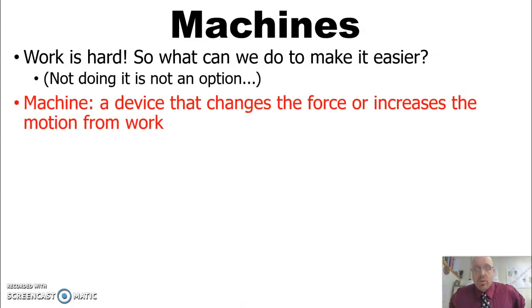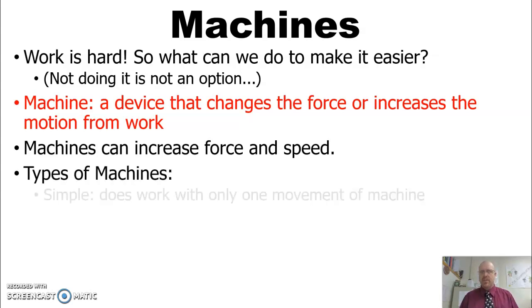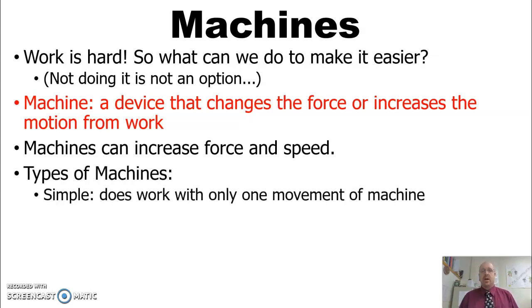So what do we do? Well, we use machines, and machines are devices that change the force that we're working or increase the motion from work. So machines basically increase our force and speed. They change up the energy that we're putting into it and do different things with it. And there are 5 types of machines.